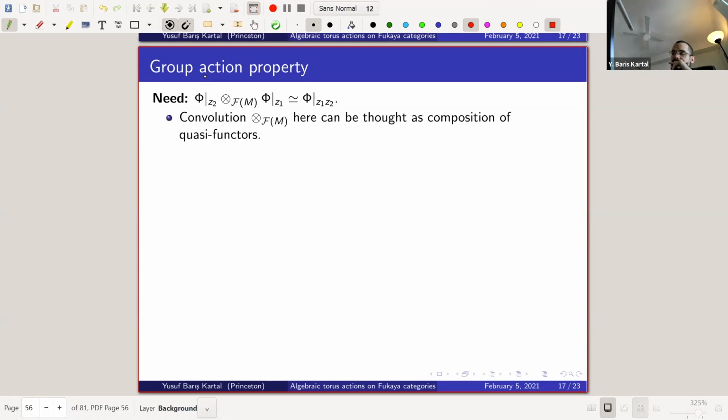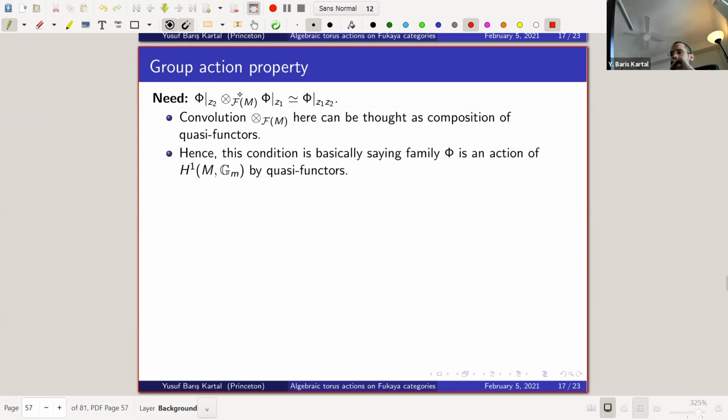As I said, the convolution should be thought of as a composition of these correspondences. In a more geometric world, this would be geometric composition of two correspondences, but that's not what I'm doing. So the condition here is basically saying that the family phi is an action of the algebraic torus. Hopefully this word quasi-functor is not more confusing than bimodule. If you feel more comfortable, just use the word bimodule.